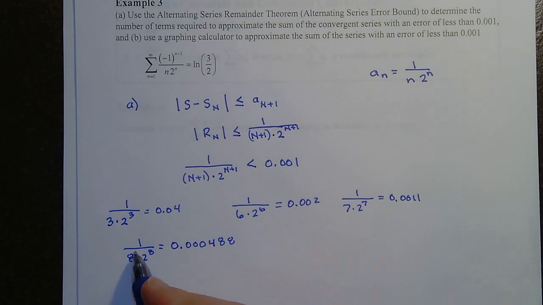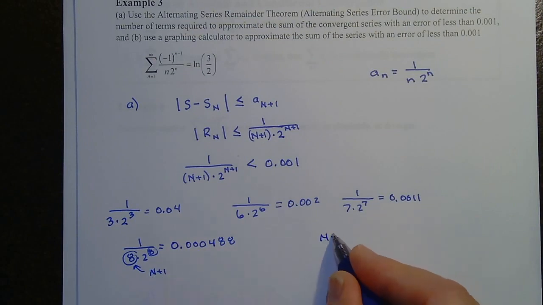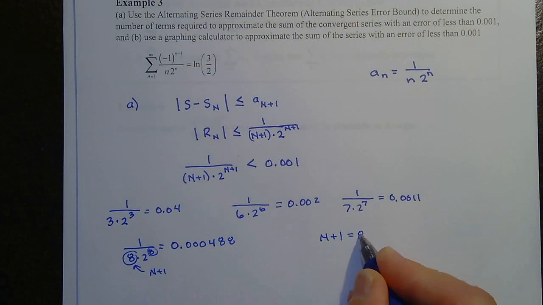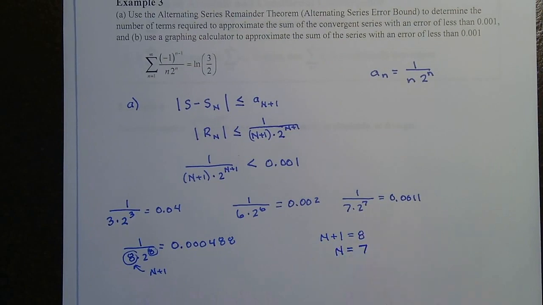Now, what's in this spot right here and right here is n plus 1, right? That's n plus 1. And so what I know is n plus 1 is equal to 8, which means n has to be 7. So what does that mean? That means I'm going to have to go out 7 terms in order to get a sum that has an error that's less than 0.001. Okay. So we would need 7 terms.